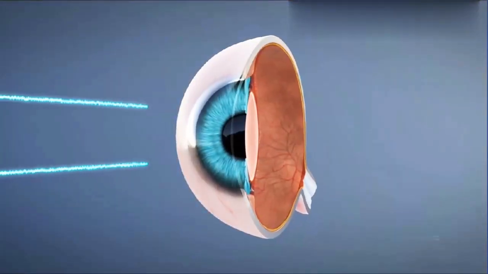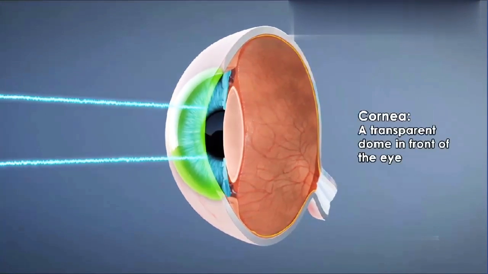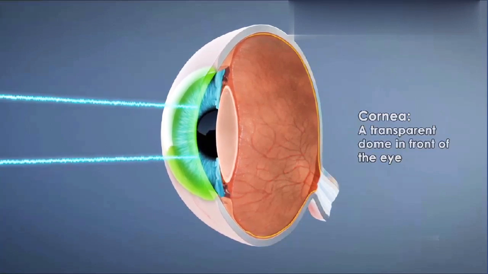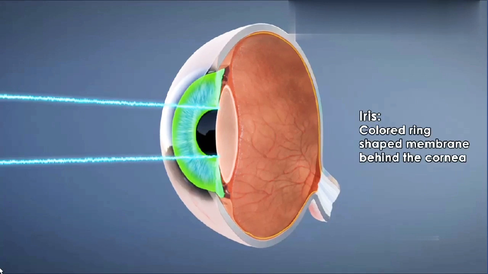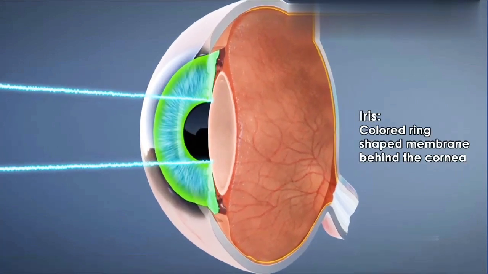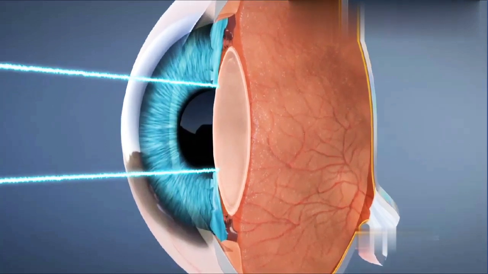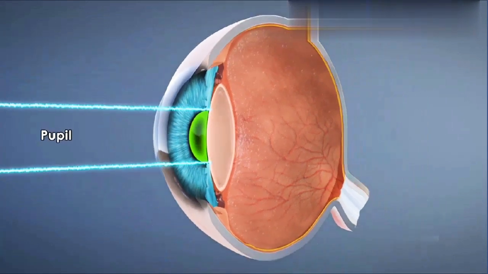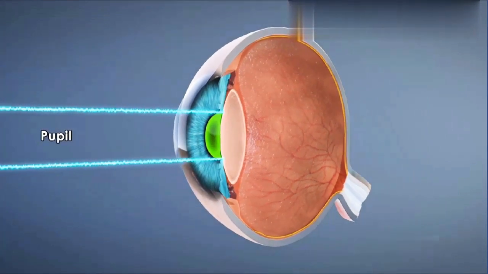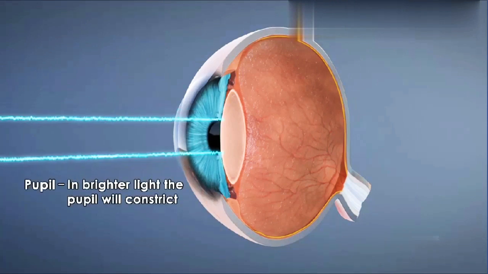Light waves from an object will enter the eye through the cornea, a transparent dome covering the front of the eye. The light will then pass through the iris, a colored ring-shaped membrane located behind the cornea. The opening of the iris is the pupil. Changes in the intensity of incoming light will trigger changes in the size of the pupil. In brighter light, the pupil will constrict, and in dimmer light, it will dilate.